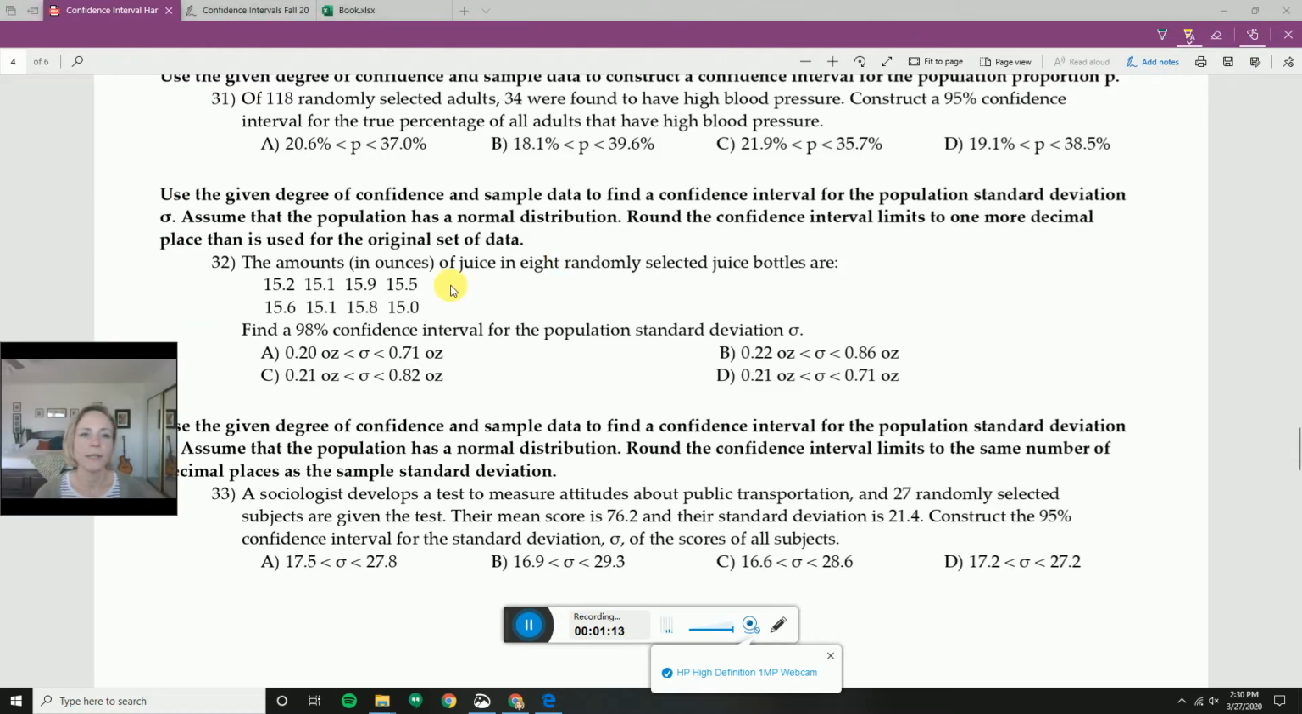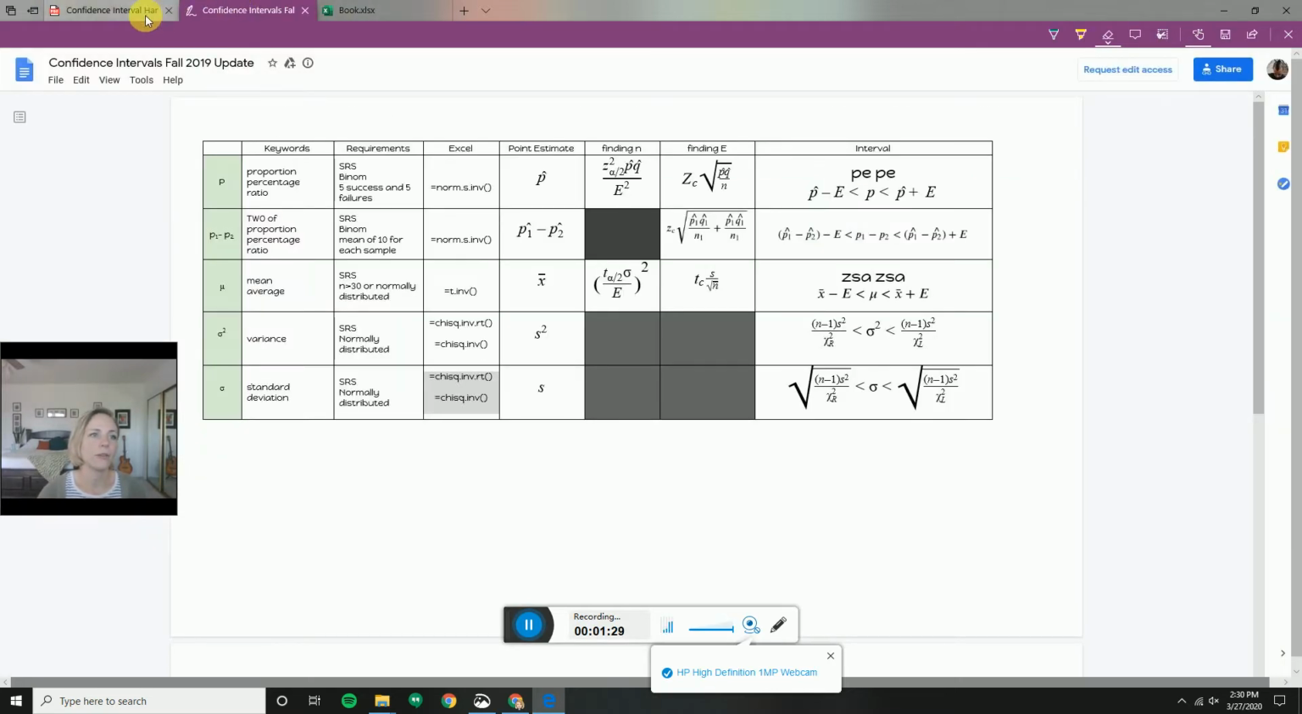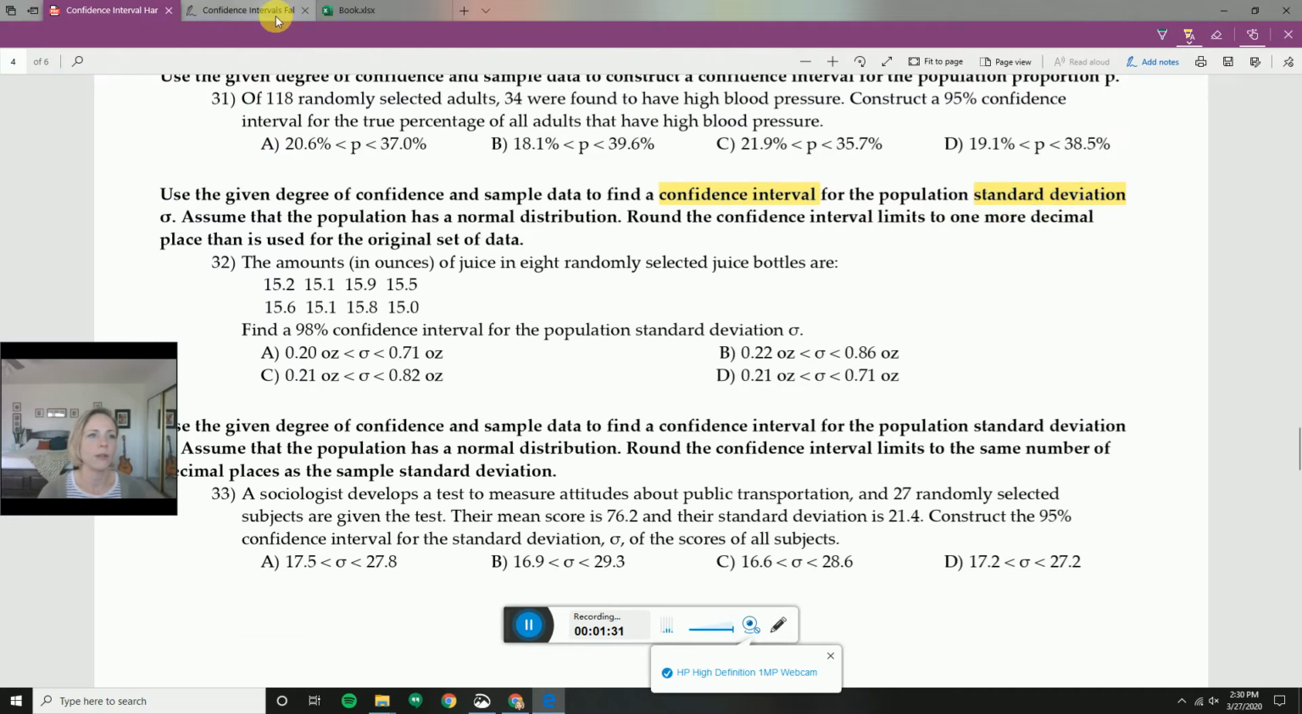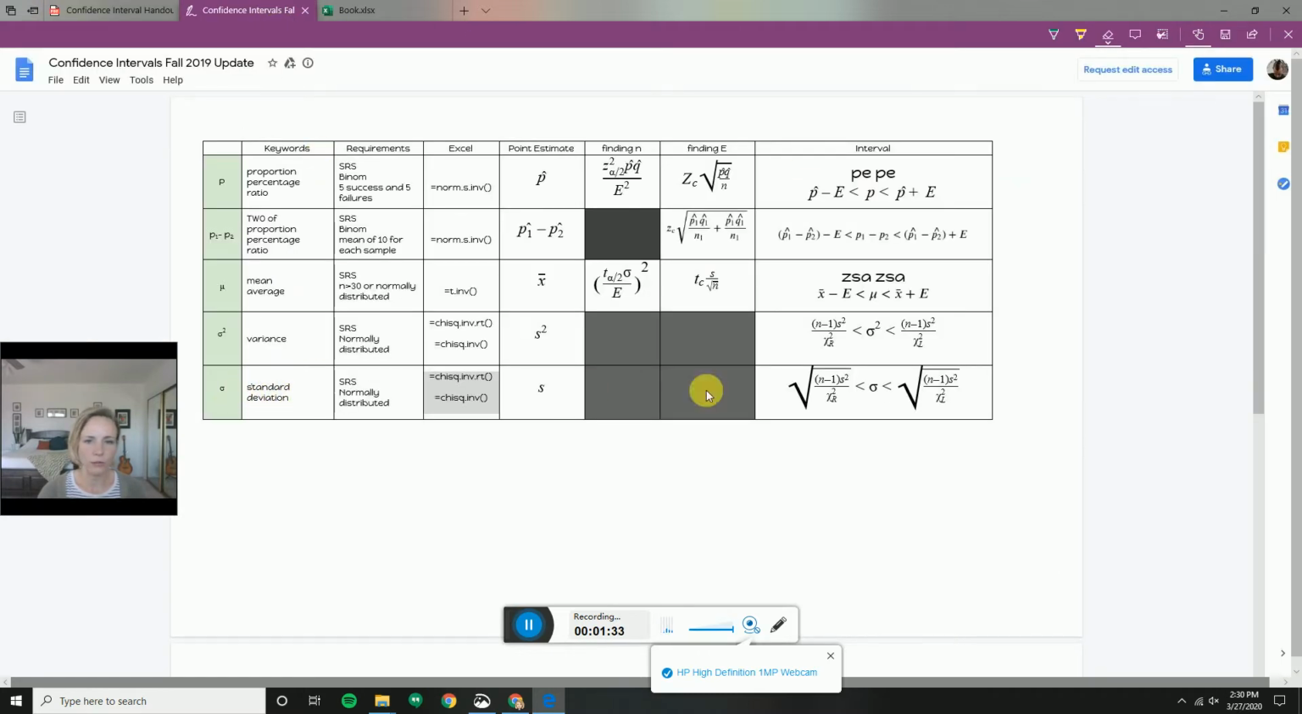Okay, so I'm going to bust out my highlighter and read through this problem. Use the given degree of confidence and sample data to find a confidence interval for the population standard deviation. Okay, and those two phrases gave us all we need to know: one, confidence interval tells me to go to this handout, and two, standard deviation tells me to look for that keyword on the handout and just use this row.